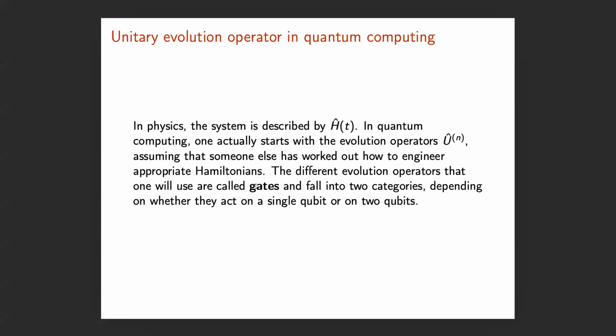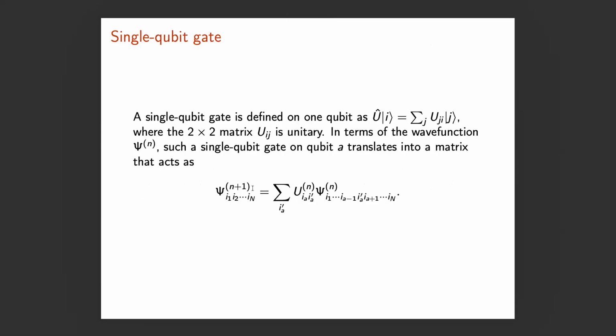So if you think of that figure about the quantum circuit, what we are doing is expressing algorithms in terms of quantum circuits and these gates. And these gates are just a pictorial way of illustrating the physical process acting on the system. A single qubit gate is one which operates on just one qubit. That typically is a unitary matrix, something we will come back to pretty soon. And in terms of the wave function, such a single qubit gate translates into a matrix which acts like this.